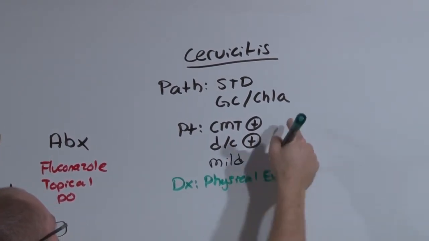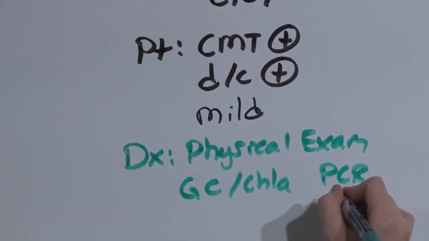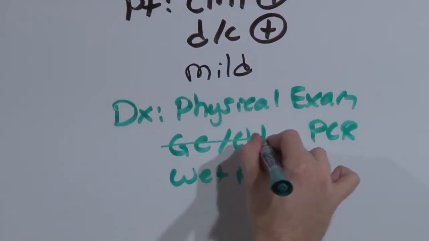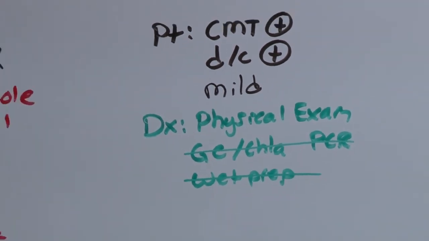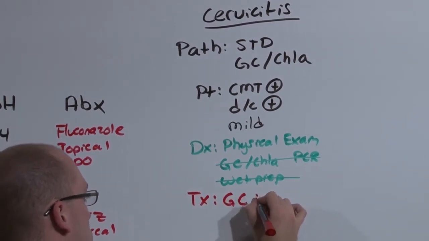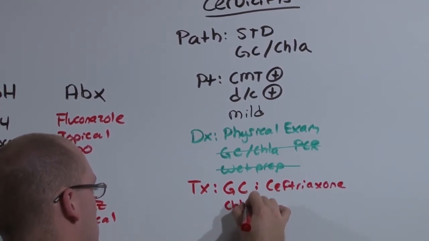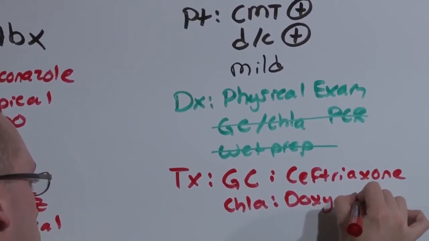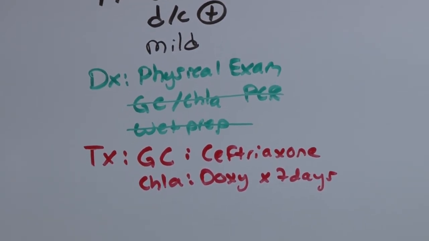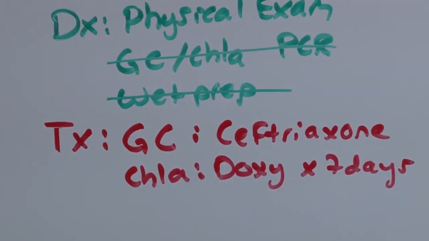But if you want to be sure what the causative organism was, you can get a gonorrhea and chlamydia PCR. If there's any sort of discharge, you're also going to do a wet prep. These are not necessary to do because it's so often caused by gonorrhea and chlamydia, and they travel together. You're just going to treat them both. You treat gonorrhea with ceftriaxone, one-time dose, and you treat chlamydia with doxy for 7 days. If you see cervicitis, you presume it's gonorrhea, chlamydia, you treat them both. If you want to be sure so you can tell her what she had, get the PCR.